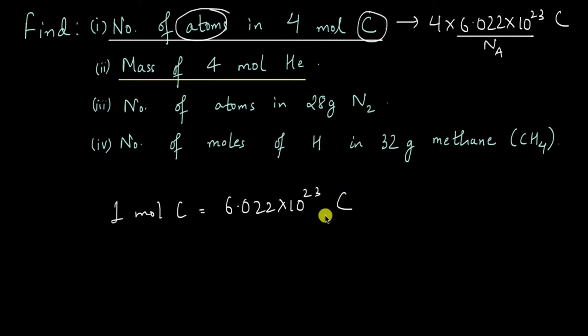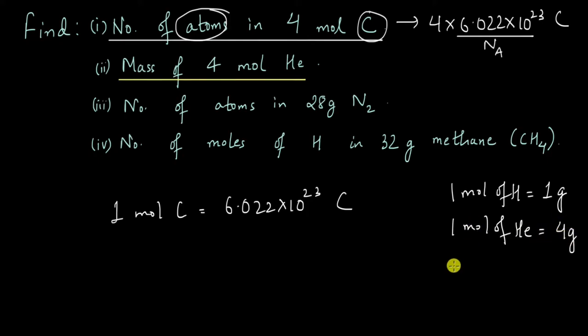The advantage of defining 1 mole as this number is that when we take these many atoms of hydrogen, that is when we take 1 mole of hydrogen, do you know what its weight is? Its weight is 1 gram. When we take 1 mole of helium, do you know what its weight is? Its weight is 4 grams. Similarly, 1 mole of lithium is 7 grams.